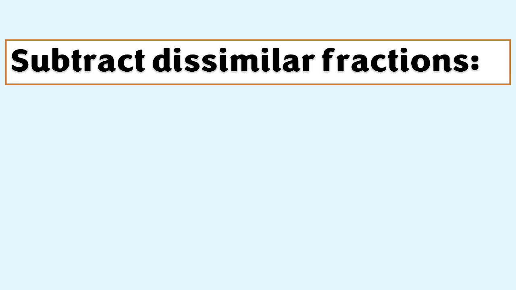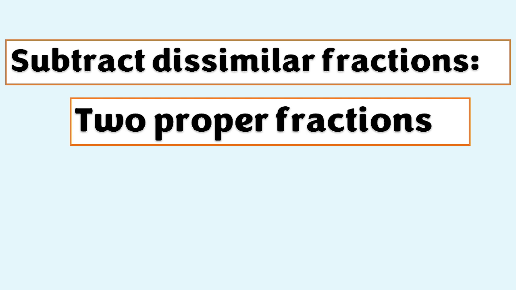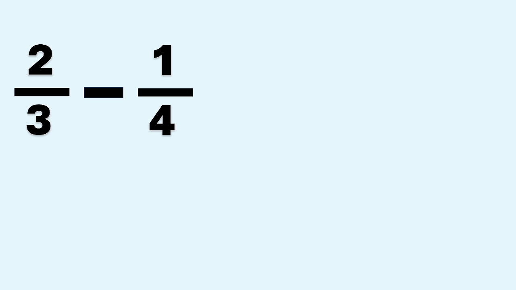Our first topic is about subtract dissimilar fractions, two proper fractions. Let's solve this. 2/3 minus 1/4. When we subtract fractions, we need a common denominator. So we have here 3 and 4. So we can't subtract. The first thing we need to do is find a common denominator. And we can do that by finding the LCM, or the least common multiple.